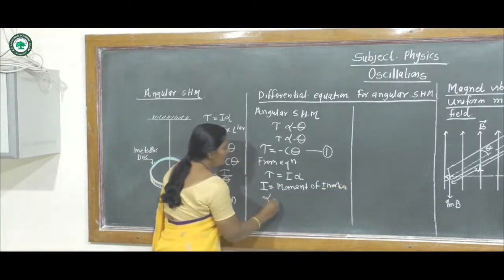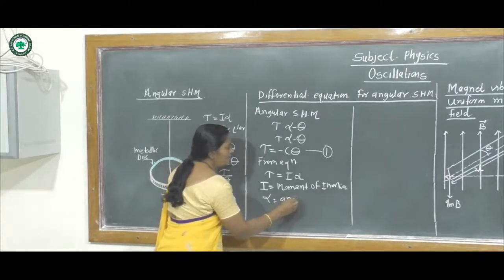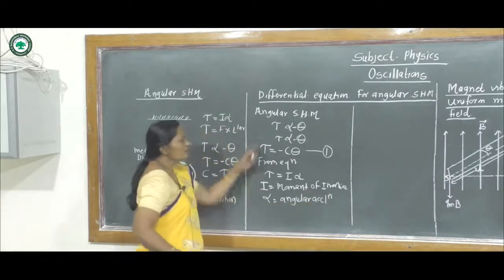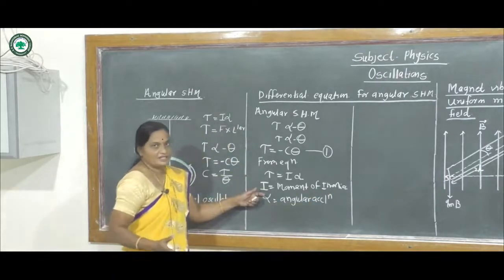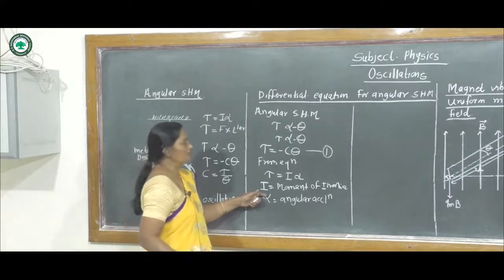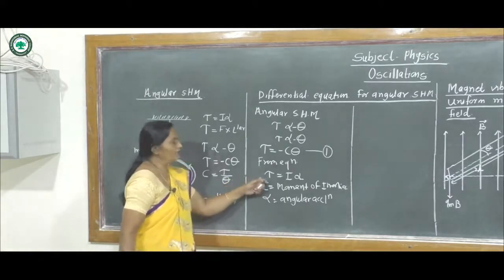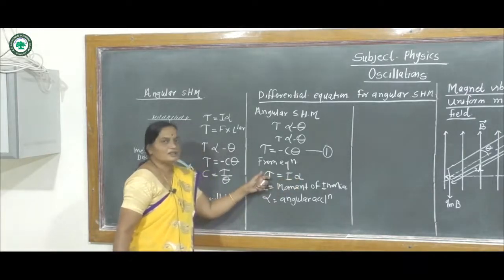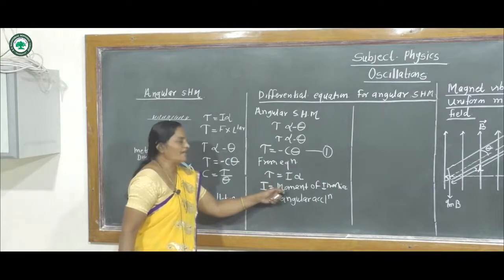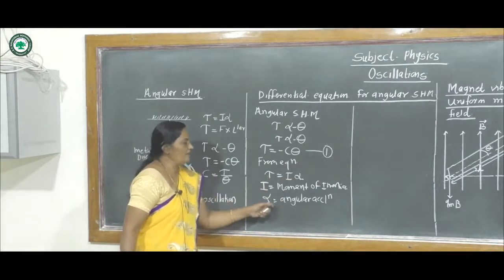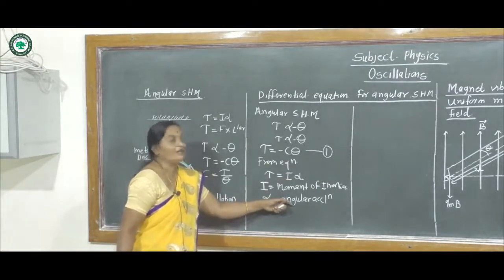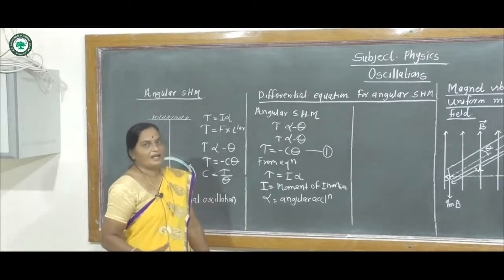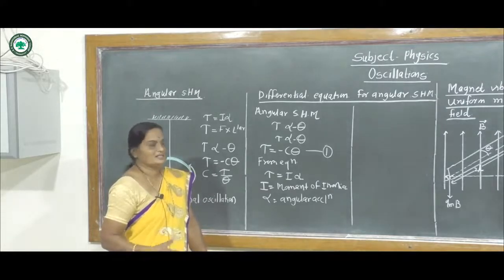And alpha is angular acceleration. All these quantities are in rotational motion, in angular motion. In this case, we have the formula torque is equal to I alpha. Here tau is the torque, I is called the moment of inertia, and alpha is called angular acceleration. In the first chapter, we have to study angular displacement, angular velocity and angular acceleration.